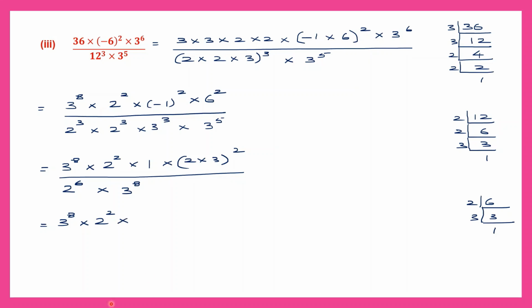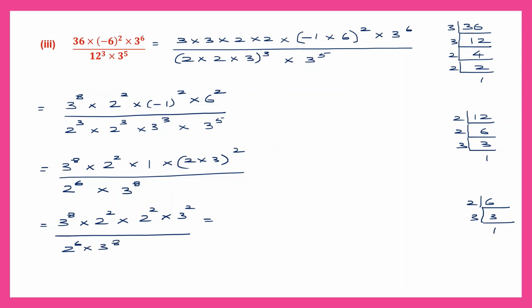Into. Now here we're going to open the brackets. That means each number inside is carried to the power of 2. 2 to the power of 2 into 3 to the power of 2. So let's write 2 square into 3 square. Then in the denominator 2 to the power of 6 into 3 to the power of 8.